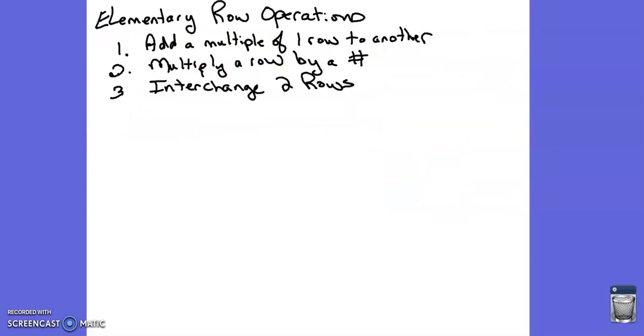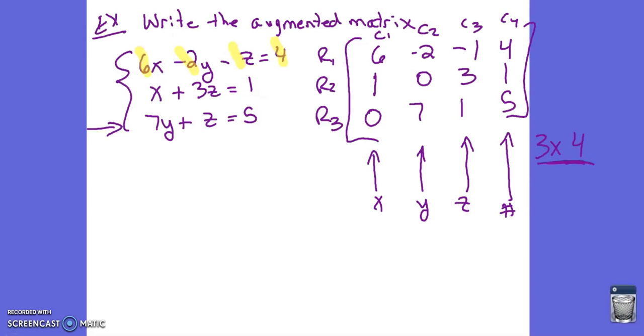Now let's talk about how to solve it. To solve it, we're going to use elementary row operations. And you might say, what is that? Well, go back to this. What would you do if you were solving this system of equations? You would start solving for an x or a y or a z. You would isolate the variable by trying to cancel out the x's or the y's or the z's. And sometimes you have to multiply and then add or subtract the equations.